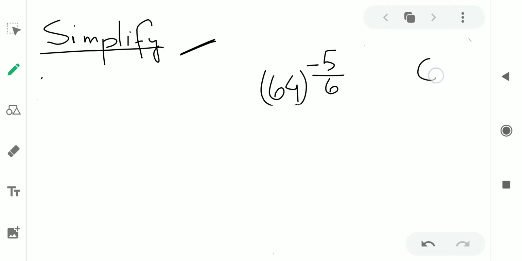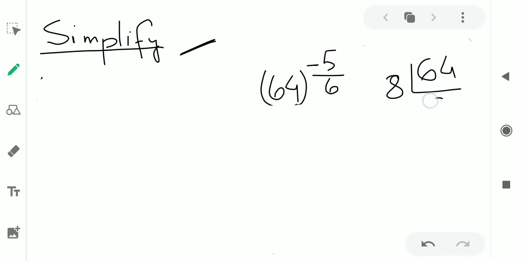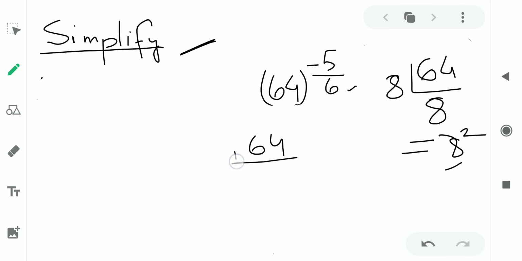So for 64, again we have two possibilities. Either one can write 8 squared, since 64 means 8 square. But what we want is a power of a number that will match the 6. So let's factorize another way, that is by 2.